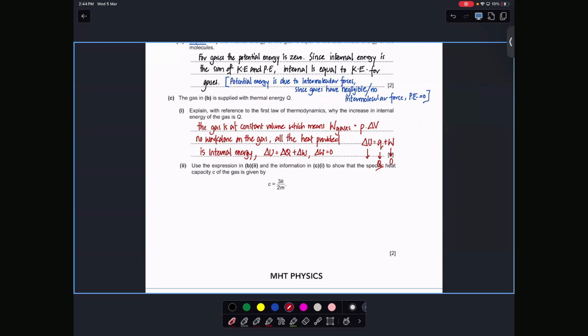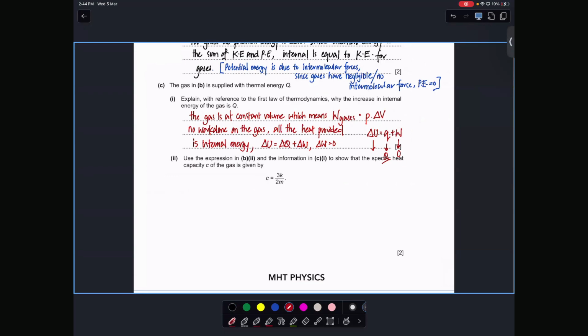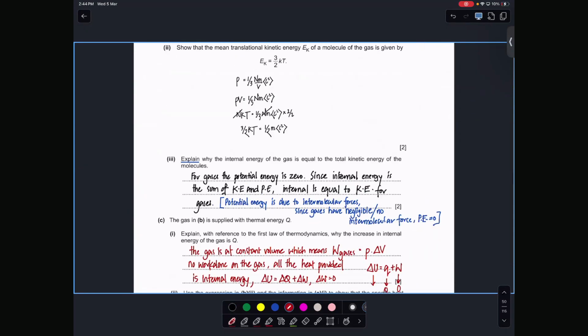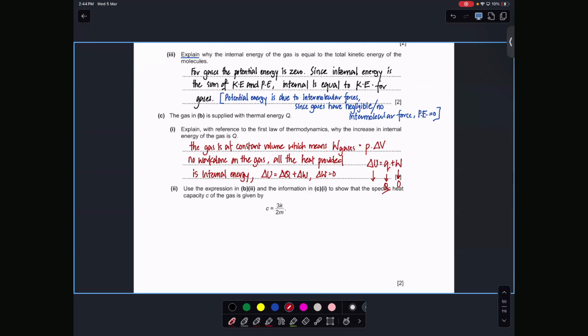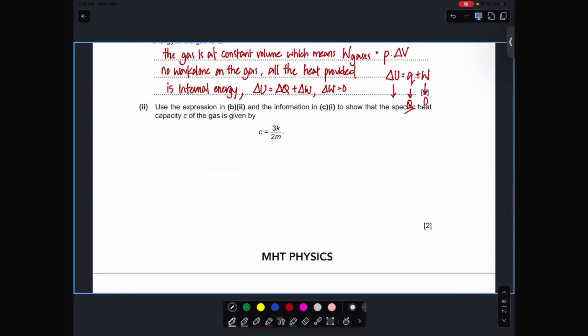Use the expression in B2 and the information in C1 to show that specific heat capacity is given by this expression. You have trouble with this one. Okay. So what expression did we get in B2? B2 is EK equals 3/2 kT, and C1 is this. Okay, easy. Can you tell me what to do here?